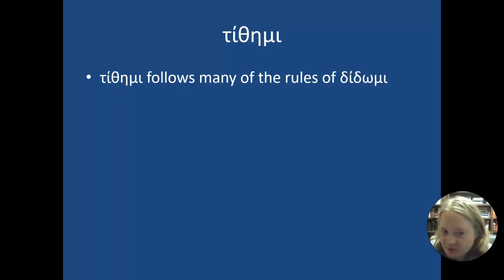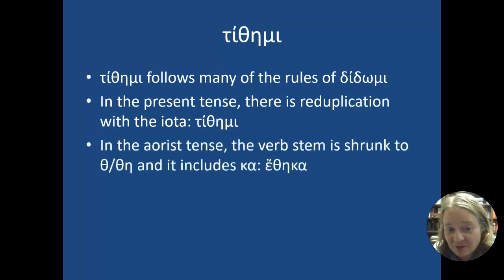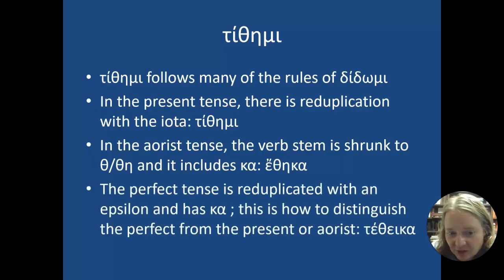Τίθημι follows many of the rules of didomi. So in the present tense, there's this reduplication, the tith. So τίθημι, and then the rest of it would follow the exact form that you saw in the didomi. So if you learn the didomi, you're in good shape. In the aorist, you have the etheka, which is exactly kind of like what we saw with the didomi. So they parallel each other.